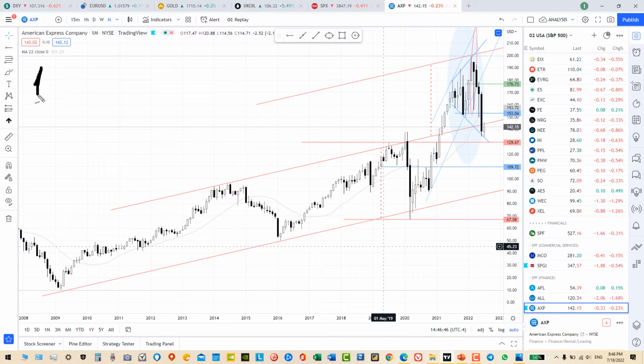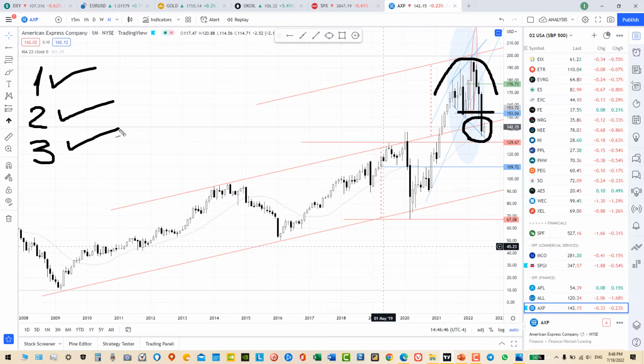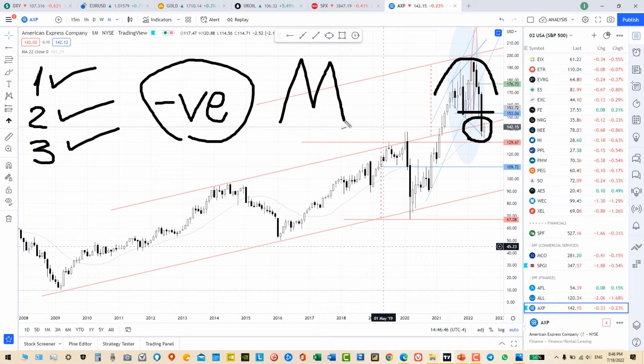First of all, the reflection from the second channel line. Here is the first sign. Second sign, the break of the lower shadow of the hanging man. Third, the break of the original channel line. So three important negative signs appeared over the stock structure over the monthly chart.